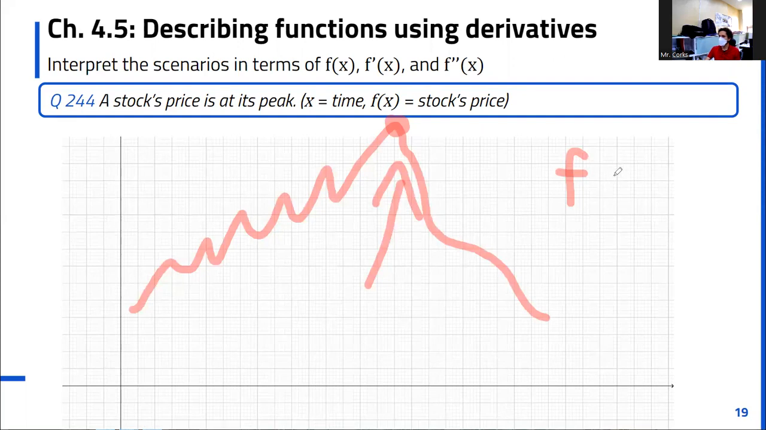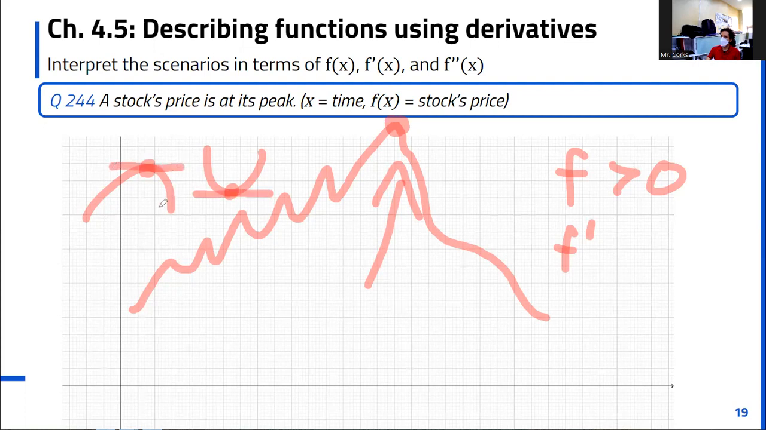Okay, so the original function is positive. Stock prices are always positive numbers. Our first derivative, positive or negative here? Well, it's at the peak. When we had a maximum point, or also a minimum point, what is the slope at that point? Well, it was exactly 0. That's how we found them. When the slope is 0, what is the first derivative? Well, the first derivative is 0 because the first derivative is the slope. So if something's at the peak, at a maximum point, then the first derivative is 0.